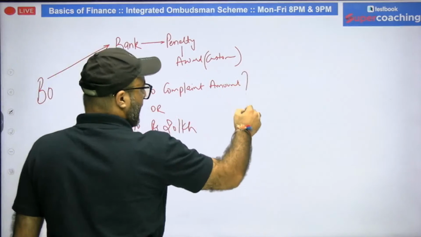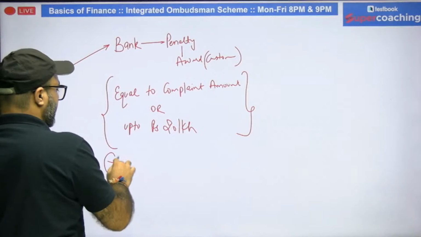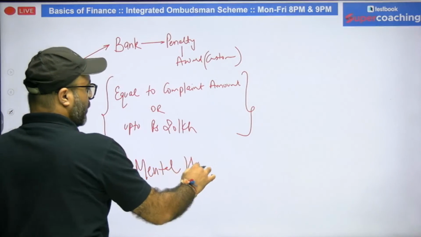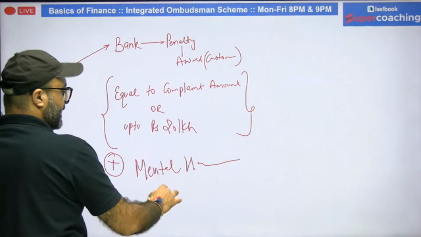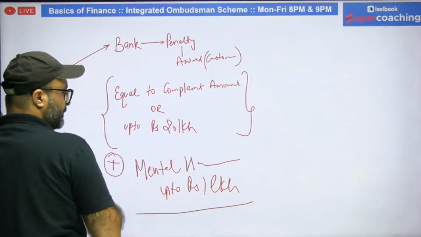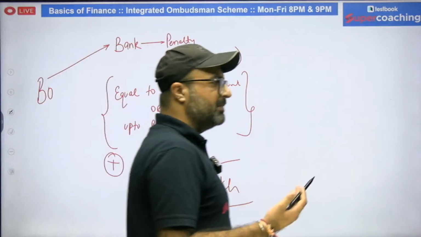Secondly, you can even tell the ombudsman that you have been mentally harassed. For your mental harassment, as well as for all the other harassments which you have faced, the banking ombudsman can give you an extra compensation of up to 1 lakh rupees. This is how the ombudsman practically works.